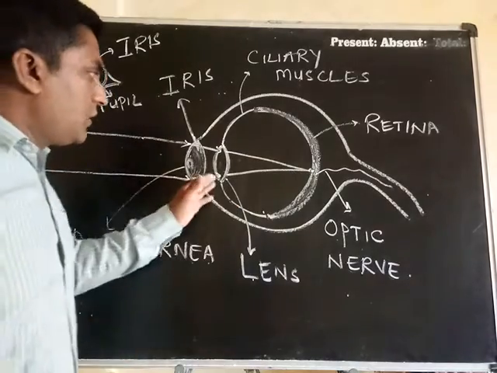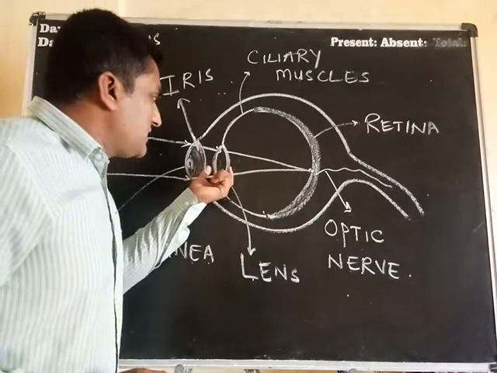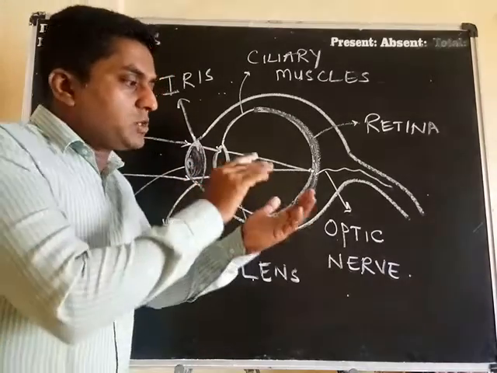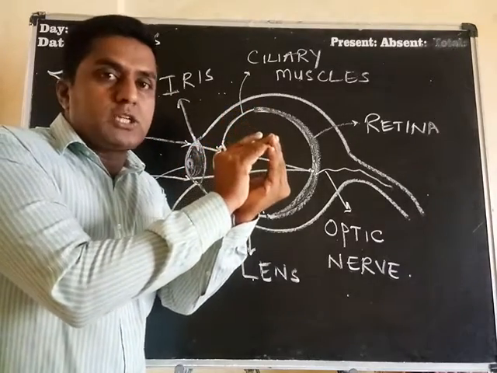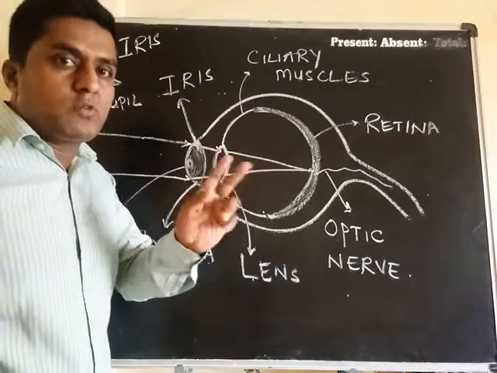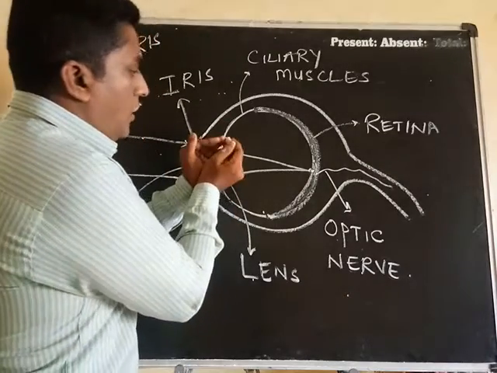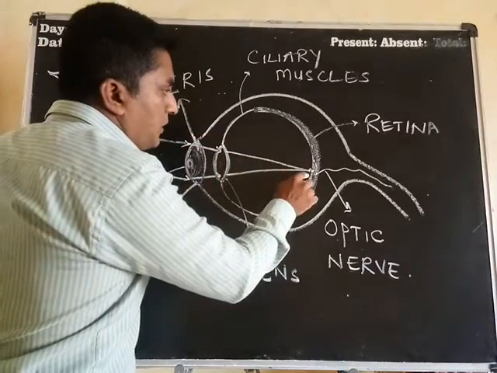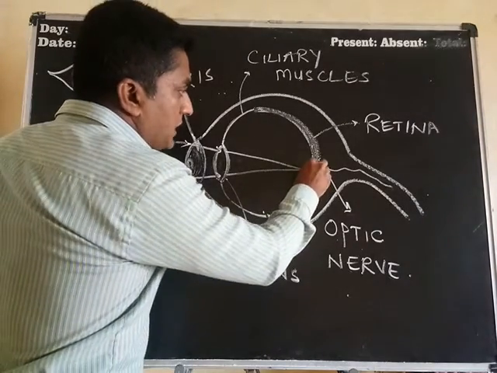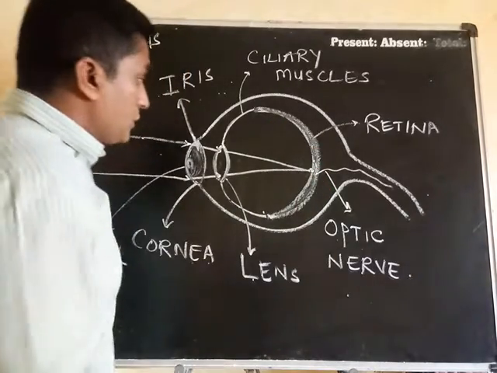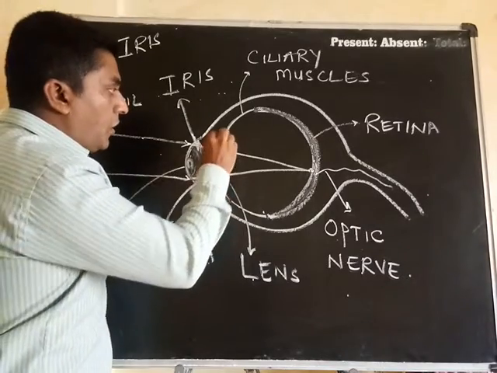So what is the work of the lens? The work of the lens is to flatten or at times to bulge, and both these works, flattening or bulging, it does only for the formation of focus exactly on the retina. So this is the role of the lens.